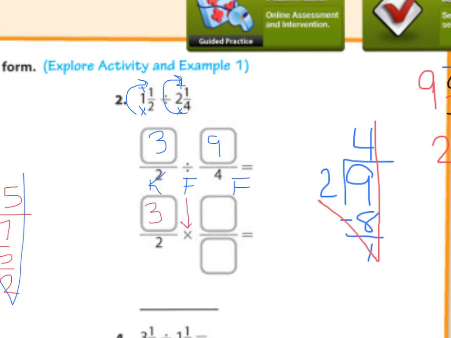We flip the divide to multiply. And then we have to flip this one too. 4 9ths. And yay, I can see some places where we can simplify before we multiply. The 3 and the 9 have a common factor of 3. 3 goes into 3 once. 3 goes into 9 3 times. And then look, we also have the 2 and the 4. 2 goes into 2 once. 2 goes into 4 twice. And now we just multiply straight across. 1 times 2 is 2. 1 times 3 is 3. And there's no simplifying to do.